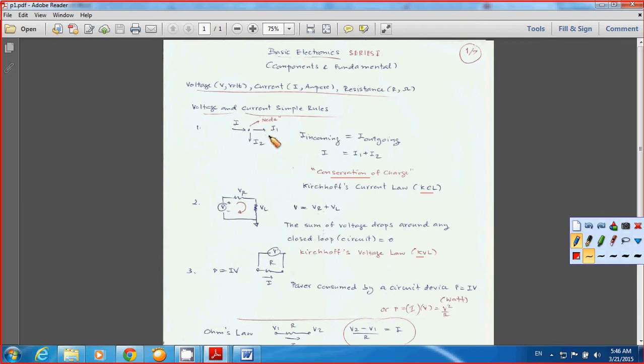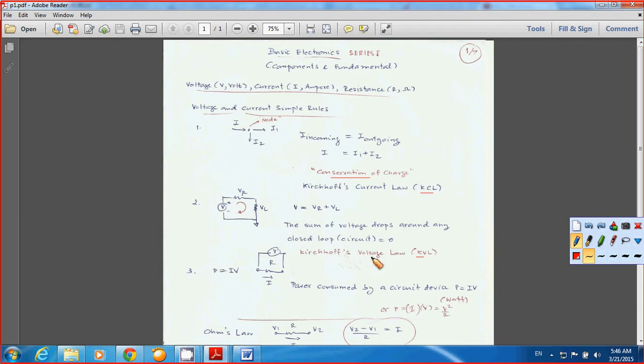You apply KCL when you have many nodes in your circuit, and you can analyze to find the current at each point or across any device, across any resistor. For example, if you have resistors either in series or in parallel, you'll be able to calculate the current flowing through those resistors.